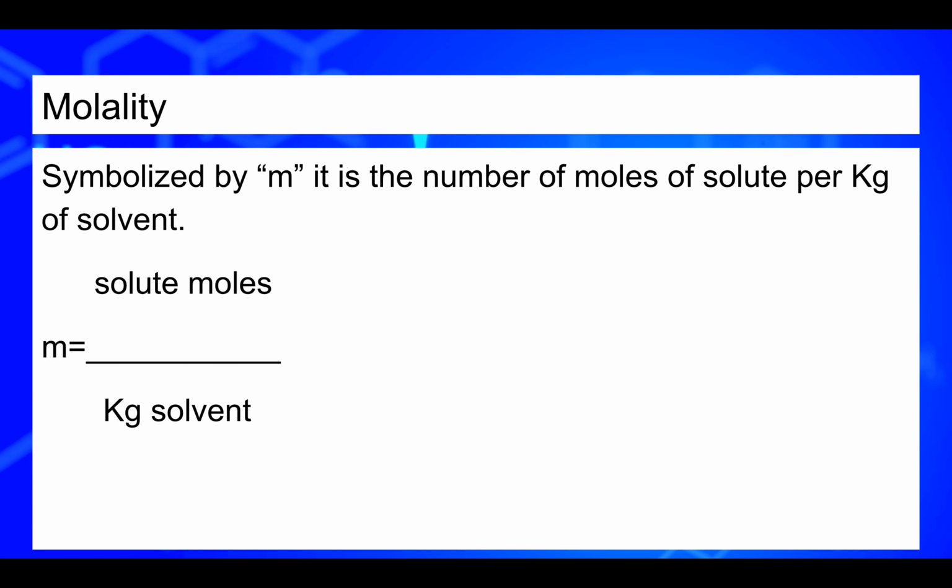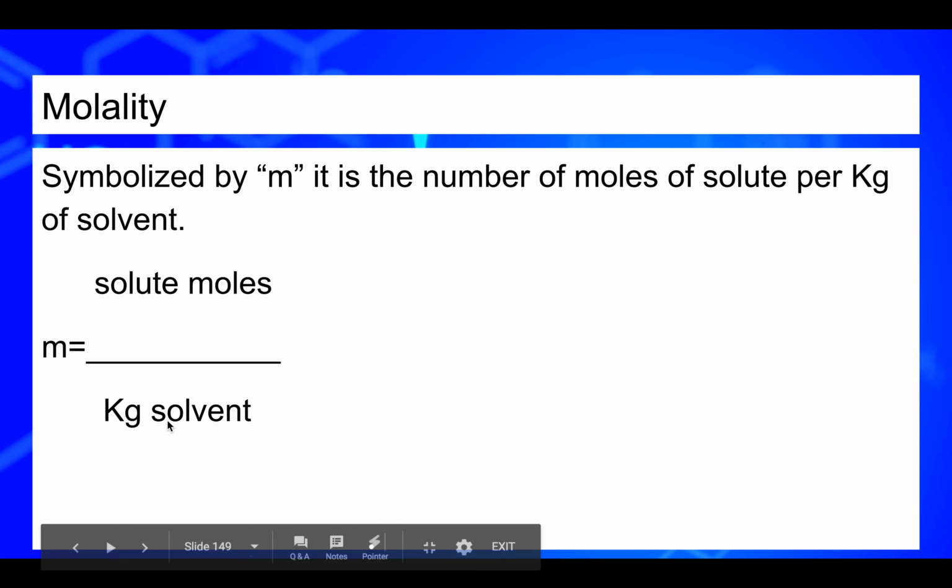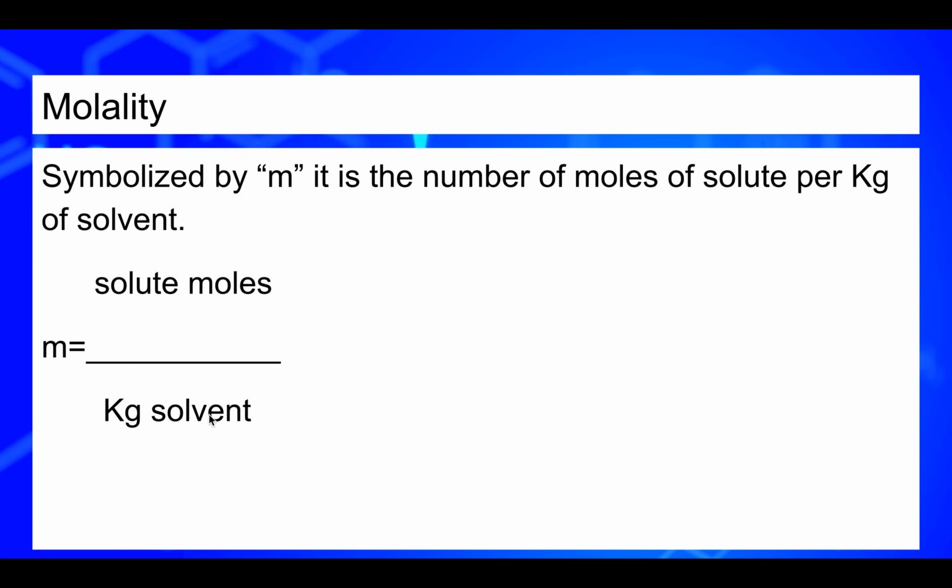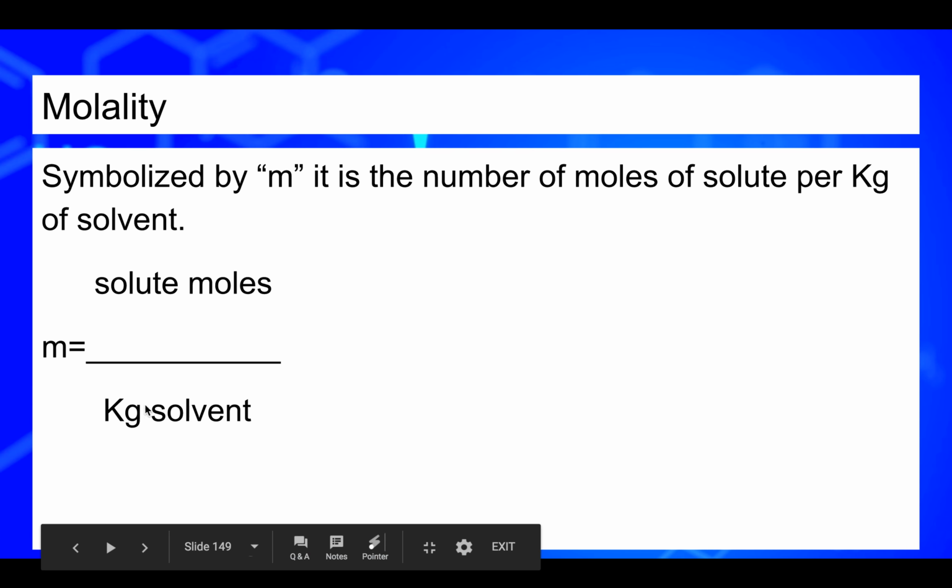Molality. Molality is symbolized by a small letter m, and it's usually written in italics. And this is the number of moles of solute per kilogram of solvent. To solve this, the molality will be the solute number of moles divided by kilograms of solvent. This is kind of an unusual concentration. You see molarity much, much more often, but you need to be aware that molality exists also. This formula is also on your periodic table.